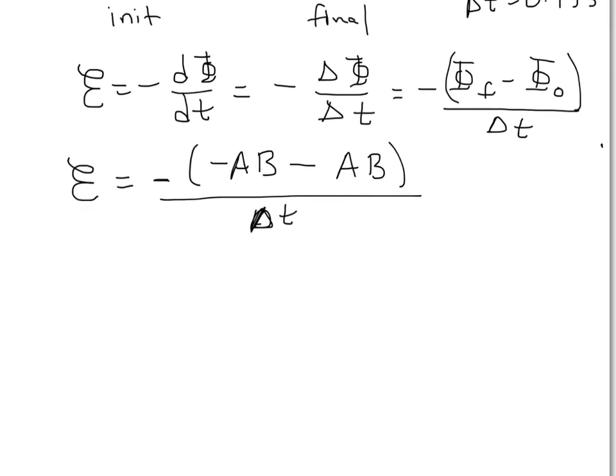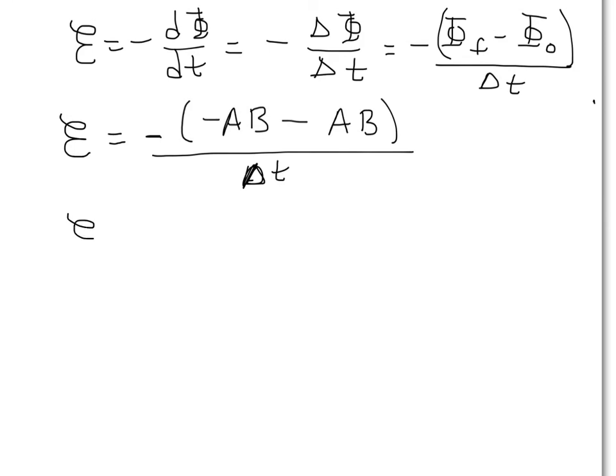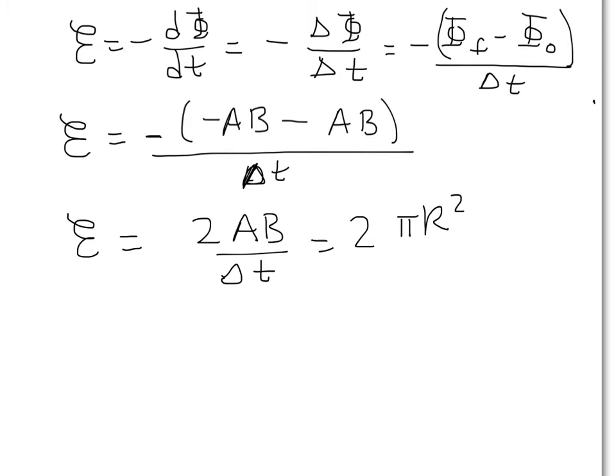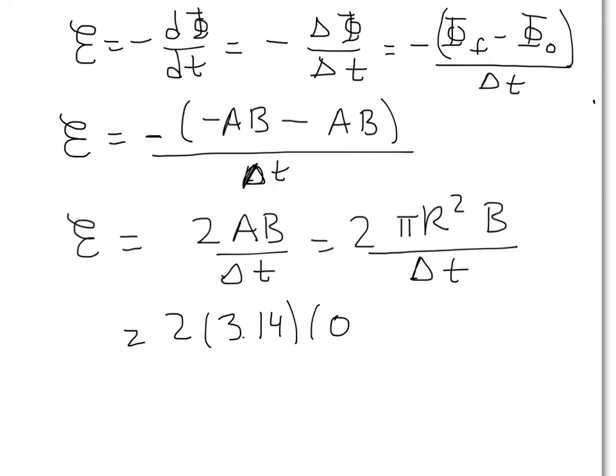Let's move this up a little bit. So now that we have our equations, we have the EMF as just 2AB over delta T. That's 2 times the area of the circular loop, pi r squared, times B over delta T. This equals 2 times 3.14 times 0.004 meters squared times 13 times 10 to the minus 6 Tesla.